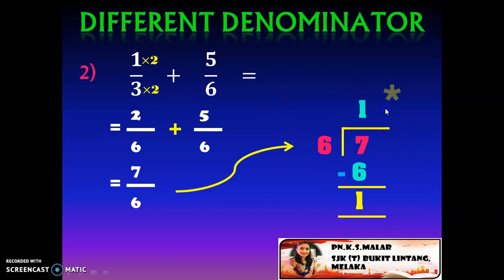Here we go. The quotient is the whole number, and this is the numerator and the 6 is the denominator. So this is the answer, 1 and 1 over 6. Do you understand now, students?